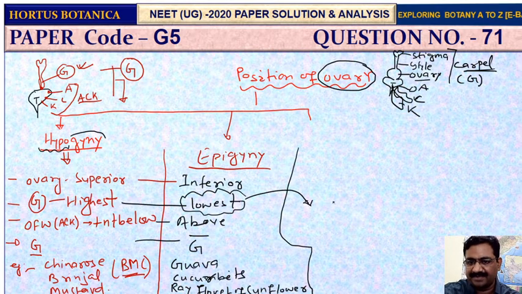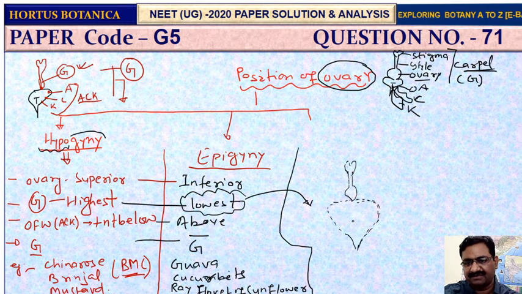In fact, what happened? This is the gynoecium. This is the thalamus, right? And in the thalamus, you will find this is the position of the ovary. No problem at all. And this is the margin, the margin of the thalamus.